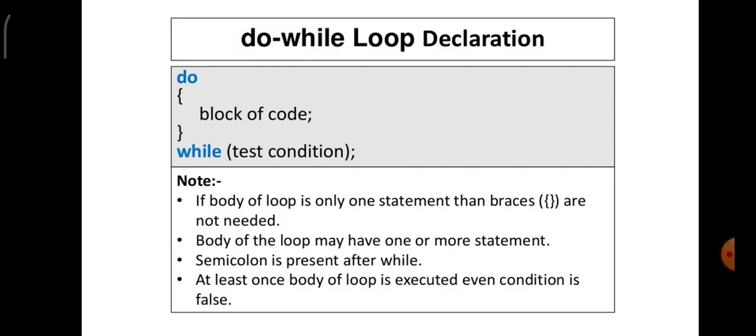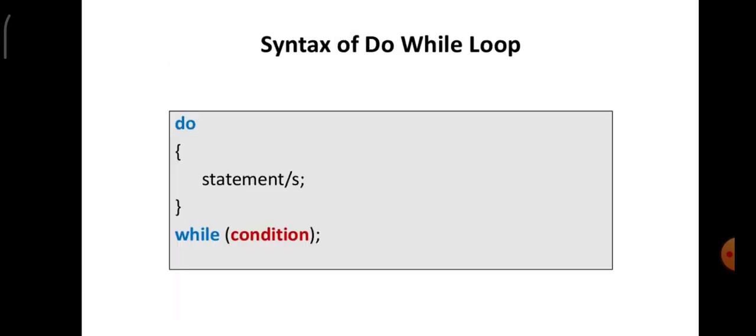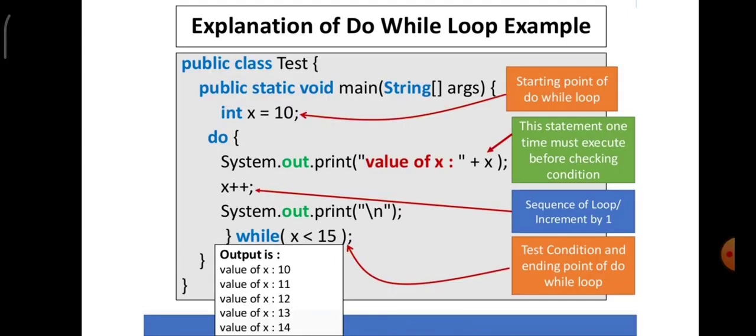Note, if the body of the loop is only one statement, then braces, open bracket, close bracket, are not needed. Body of the loop may have one or more statements. Semicolon is present after while. This is very very important: at least once the body of the loop is executed, even if the condition is false. Syntax of do while loop, as you can see, after condition is the semicolon. So even if the condition is failed, the statement which is given within the curly braces will be executed at least once. An explanation of do while loop is given very clearly.